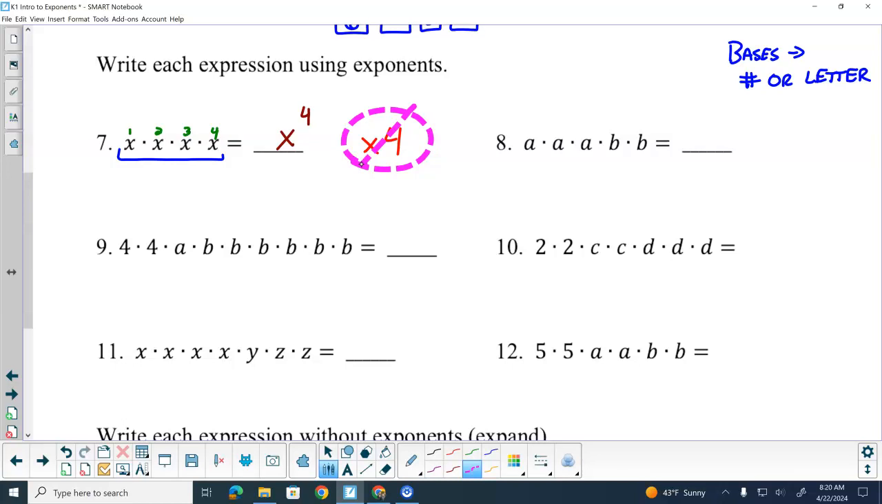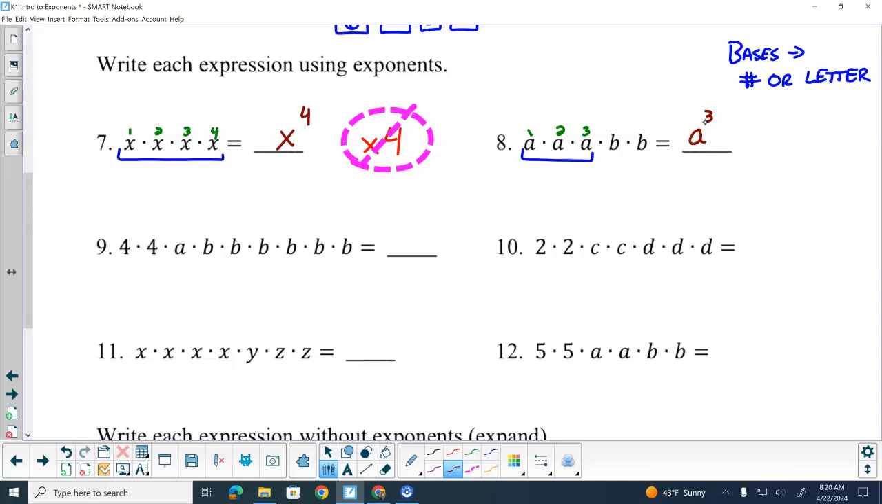Let's go to number 8. Natalia, we're up to you. We have a base of an A, right? So that means my answer is going to need an A in it. How many A's are there? 3. So here's 1, here's 2, here's 3. So that means I need A cubed.